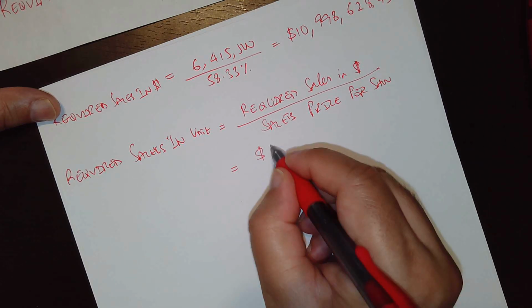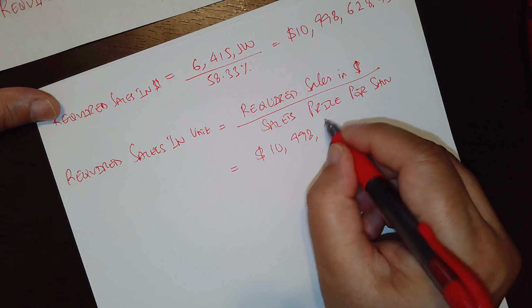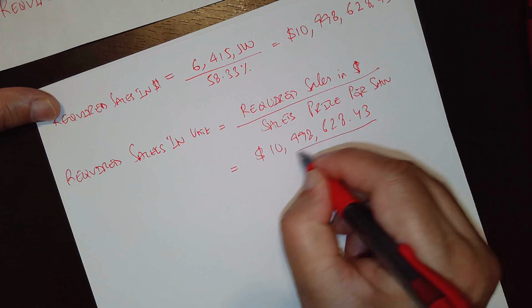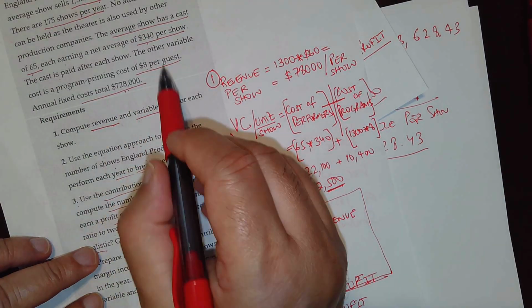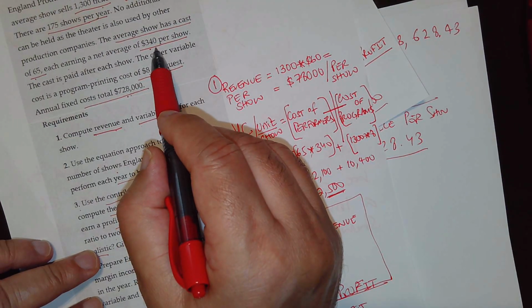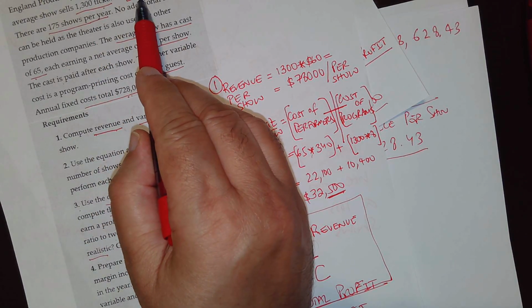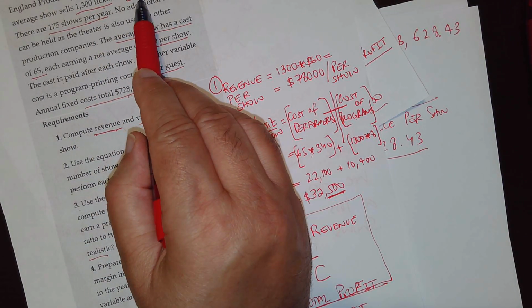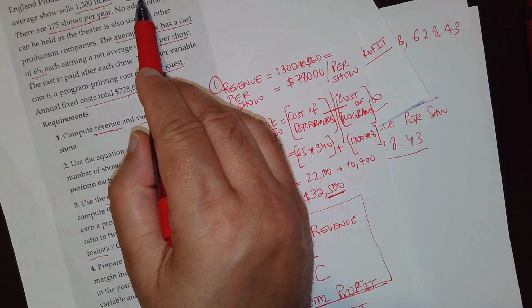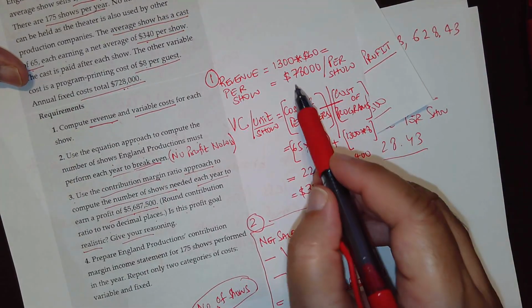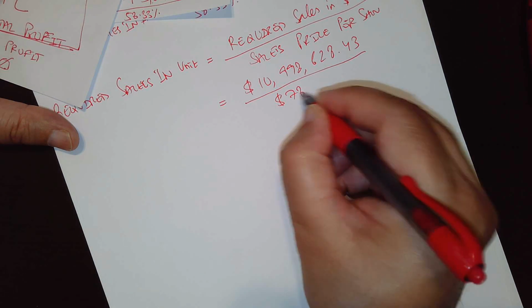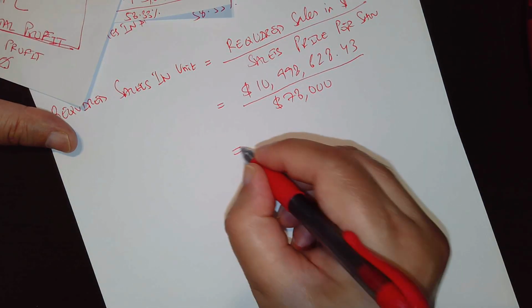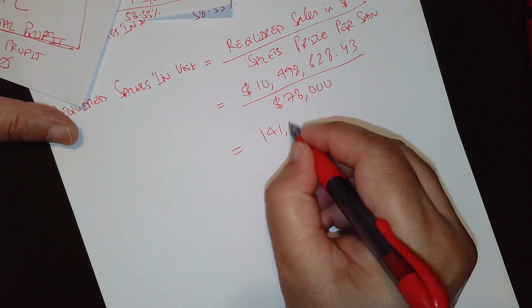So we have 10,998,628.43, and the sales price per show we have already calculated. Sales revenue per show is $78,000. So when we divide this number, we get 141 shows.